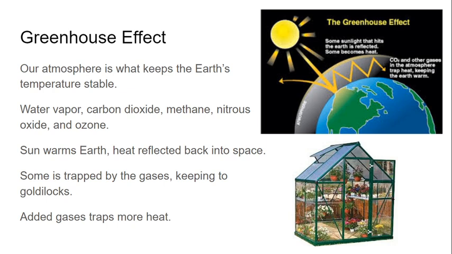And so when the sunlight enters our atmosphere, some of it is absorbed, and some of the sunlight that hits the Earth is reflected, meaning it bounces back out into space.